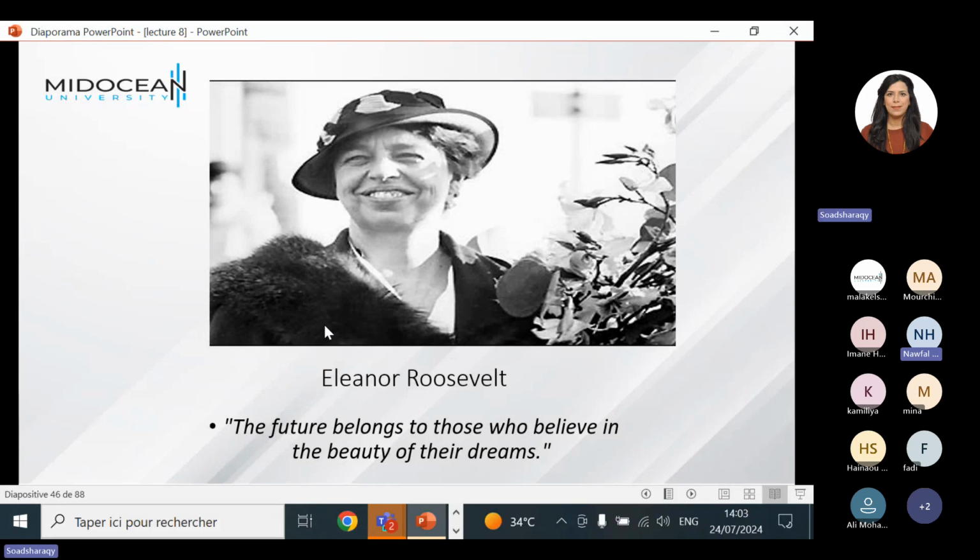Eleanor Roosevelt: The future belongs to those who believe in the beauty of their dreams. I like this quote so much. So the future belongs to those who believe in the beauty of their dreams. So here the verbs are in the simple present tense. Eleanor Roosevelt said that the future belongs to those.